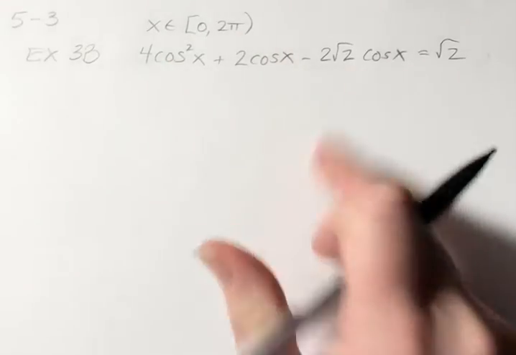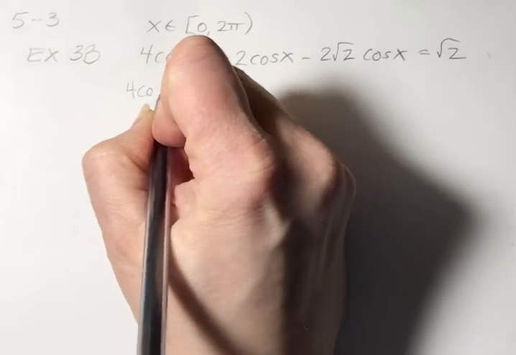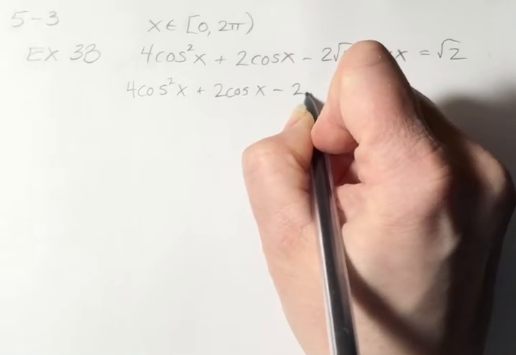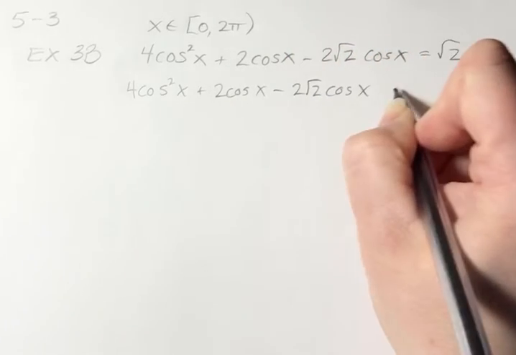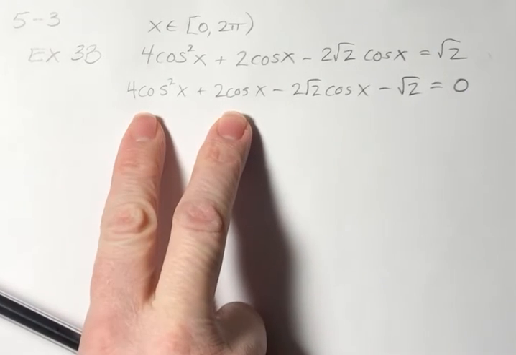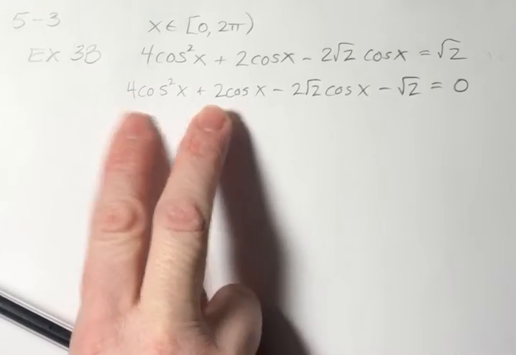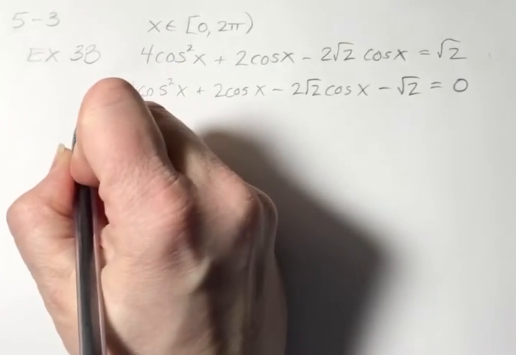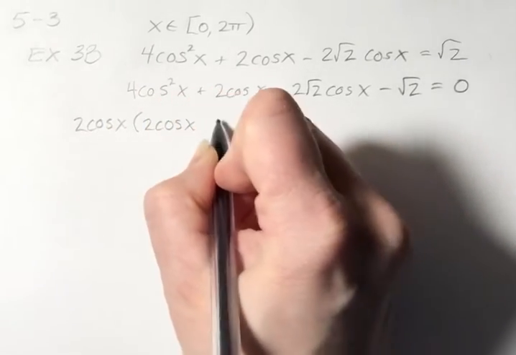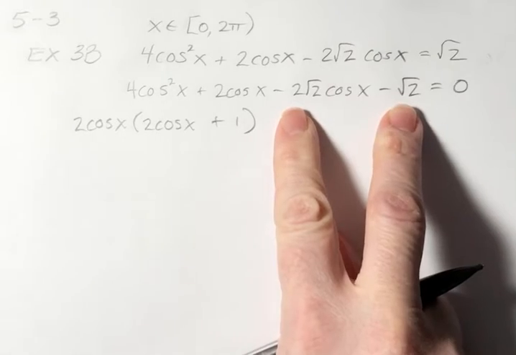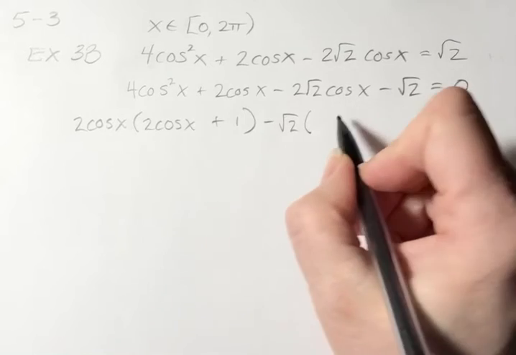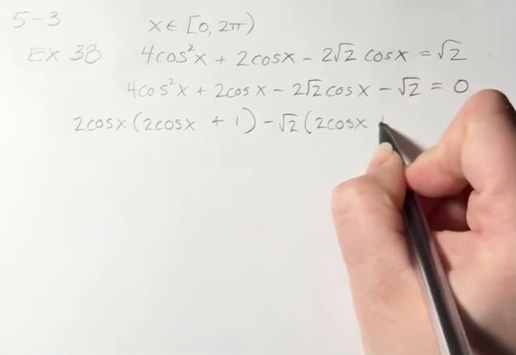So I'm going to bring this square root of 2 over here. And the first two, when I factor by grouping, have a 2 cosine of x in common. And I'm left with 2 cosine of x plus 1. These two have a negative square root of 2 in common. And I'm left with 2 cosine of x plus 1.